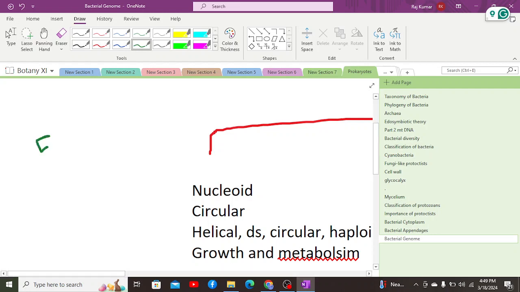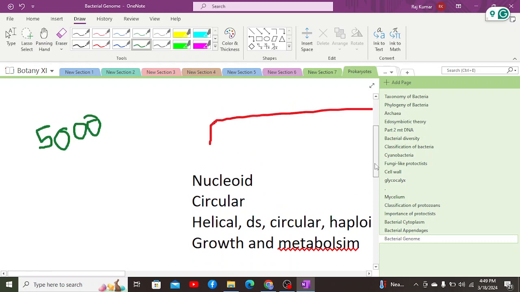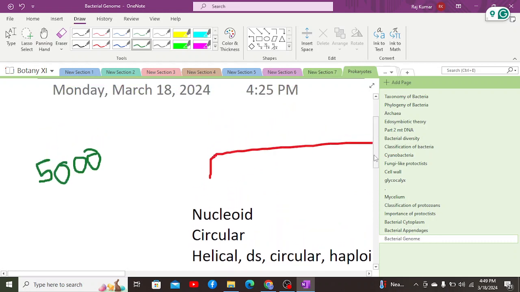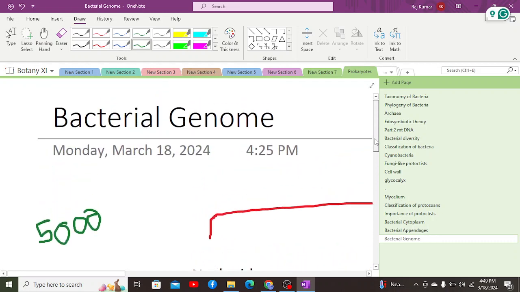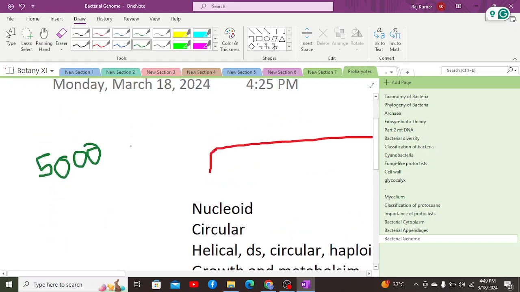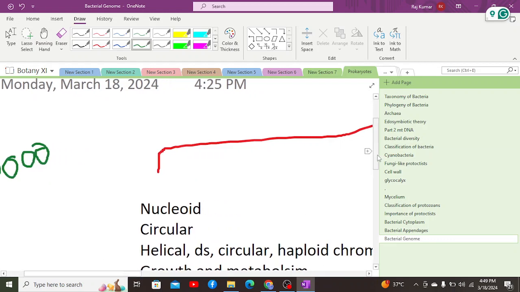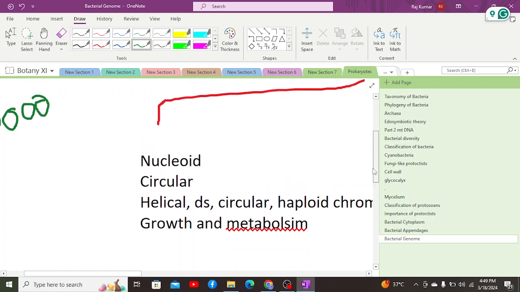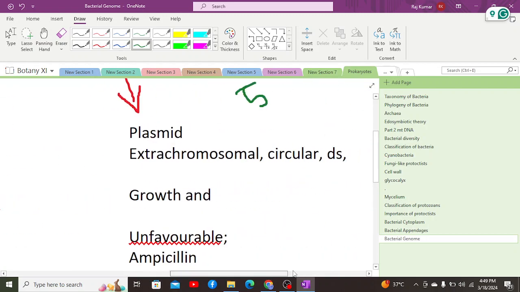E. coli is an exceptional case which has around 5,000 genes, and it has alteration in at least one of its genes out of 200 species of E. coli bacteria, while 5,000 genes are found. Moreover, the nucleoid has 3,500 genes.